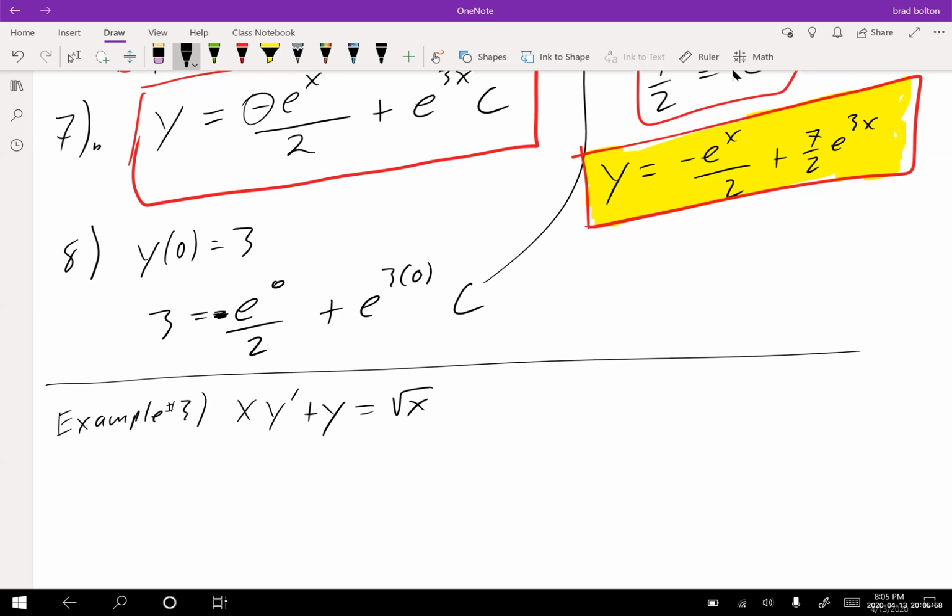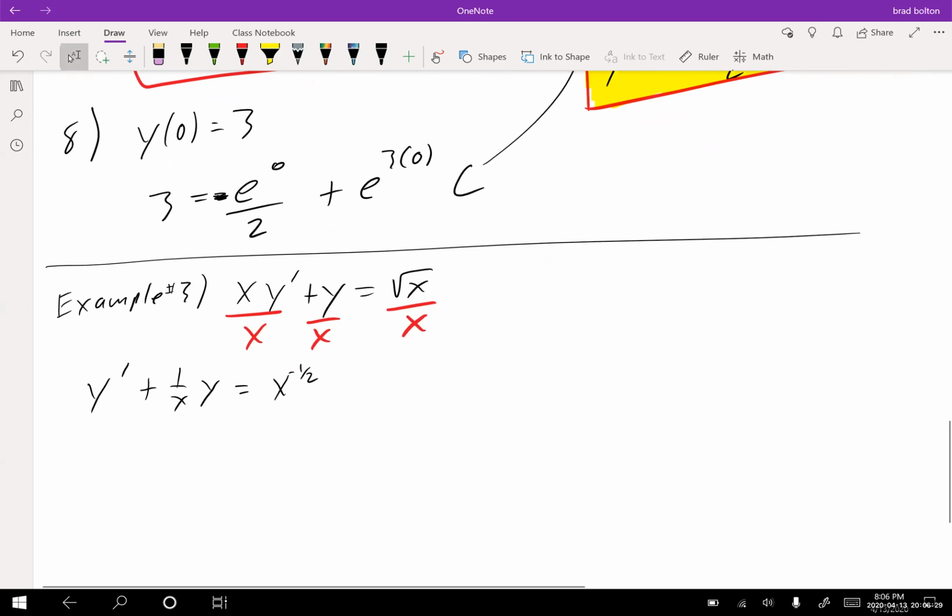Okay, so hopefully the first thing you did is you divided by x. Remember, this was step 1. Step 1 said you had to have y prime by itself. So we now have y prime plus 1 over x, y equals, that'll be what, 1 over x to the 1/2? Or we could even write it as x to the negative 1/2. Okay. So what does step 2 say?